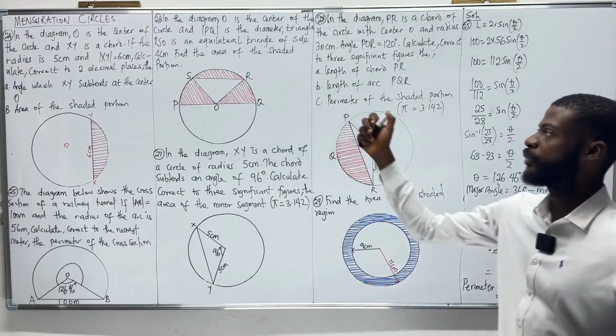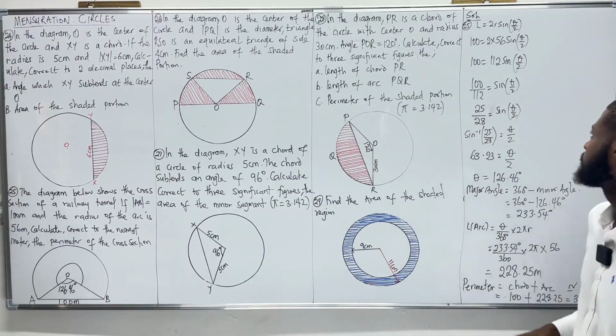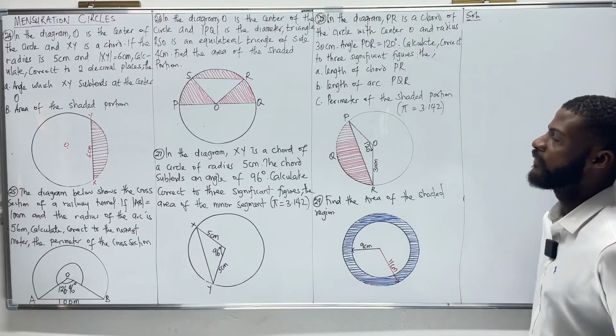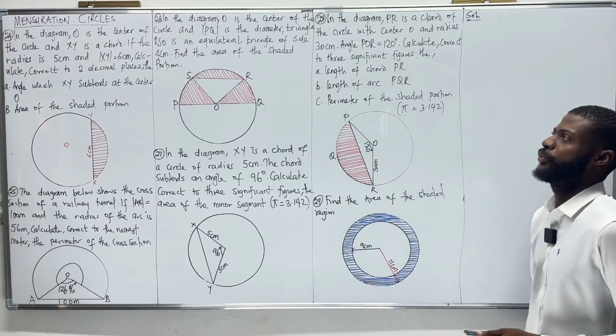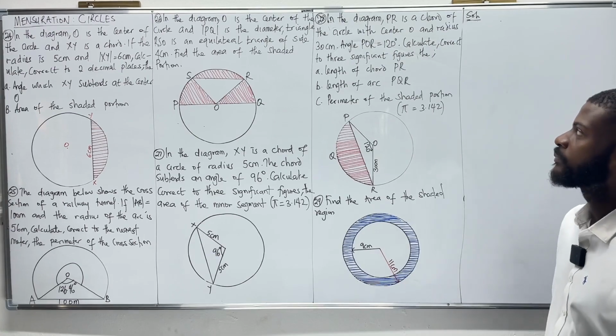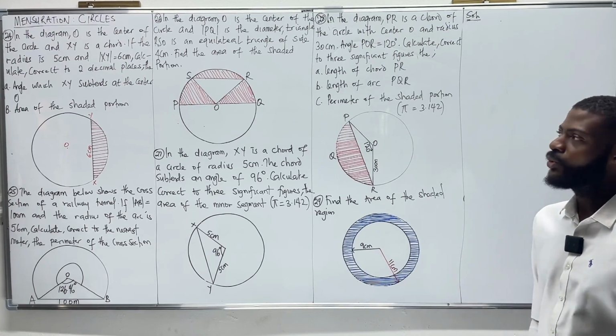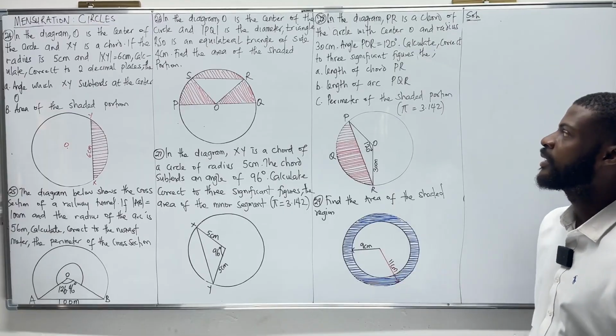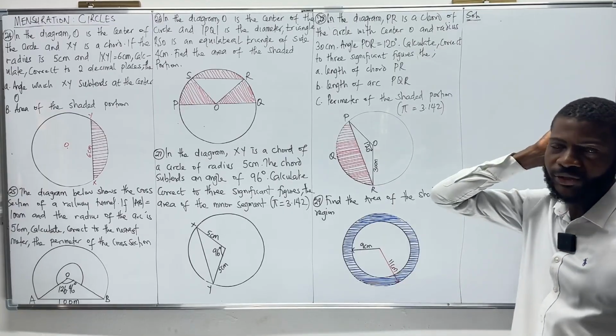All right, let's move on to question number 26. Question 26 says, in the diagram, O is the center of the circle and PQ is the diameter. Triangle RSO is an equilateral triangle of side 4 cm. Find the area of the shaded portion.